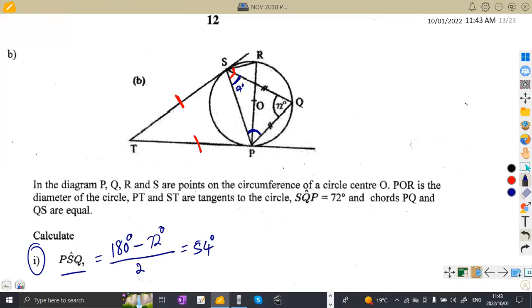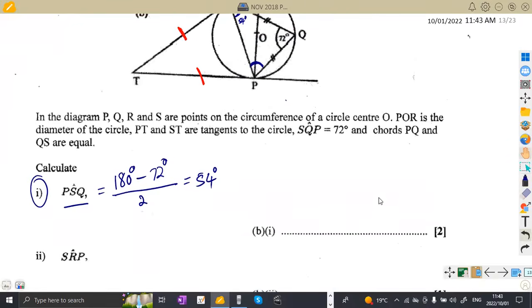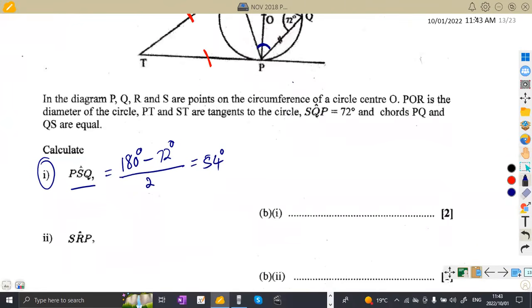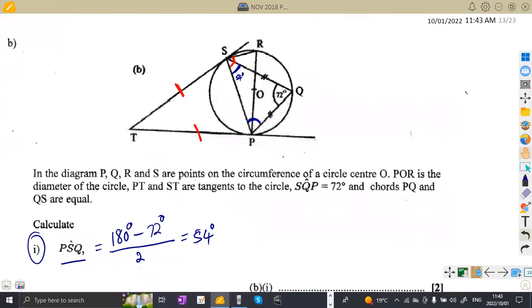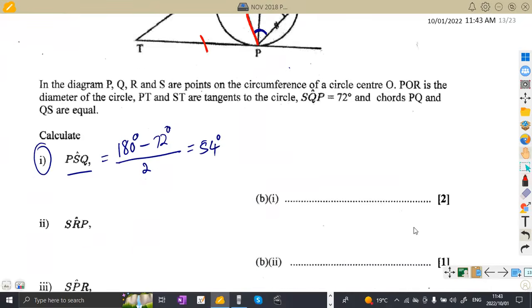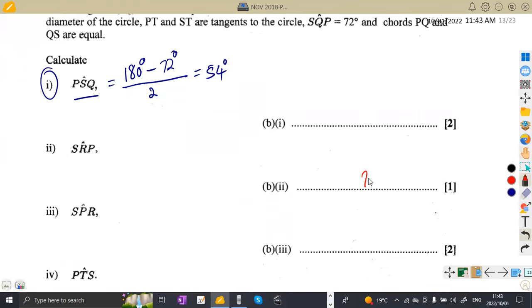Okay, so on item 2, we need SRP, this is S to R to P. Let me indicate the angle here. Which concept are we going to use? SP is a chord. It creates an angle at Q and it also creates an angle at R. So these two angles are equal, since angles are subtended by the same chord. So that one is directly 72 degrees here.